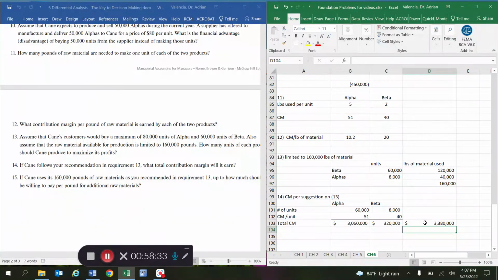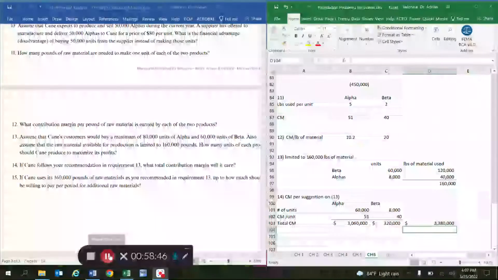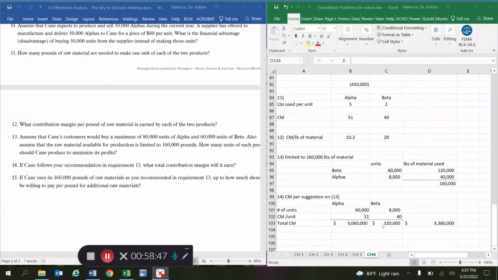Now, this is an ideal thing during the period where the constraint exists. Once the constraint passes, then we're no longer going to continue doing this, okay? By the way, I just noticed that I put these backwards. 60,000 is the beta. So we're going to make 60,000 of beta and 8,000 of alphas. My apologies, okay? So that's a very different contribution margin, okay?